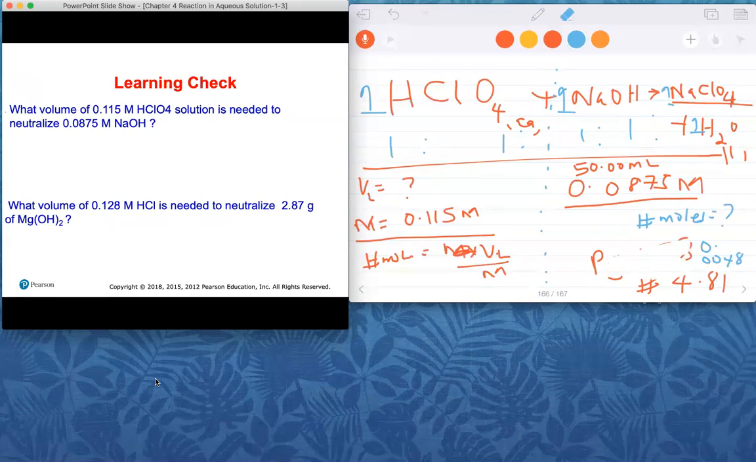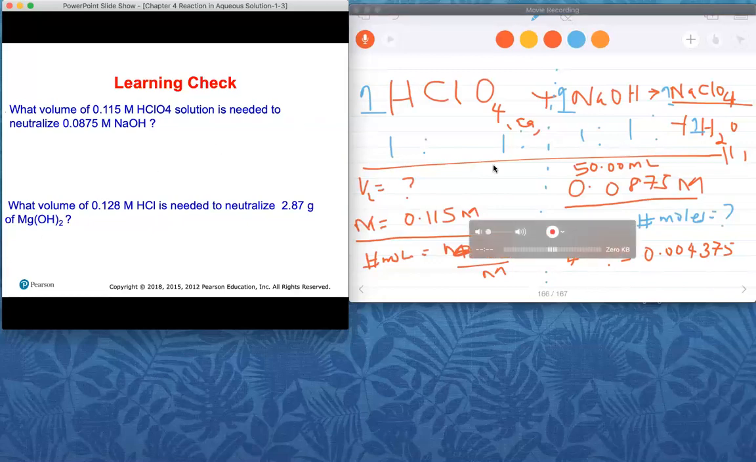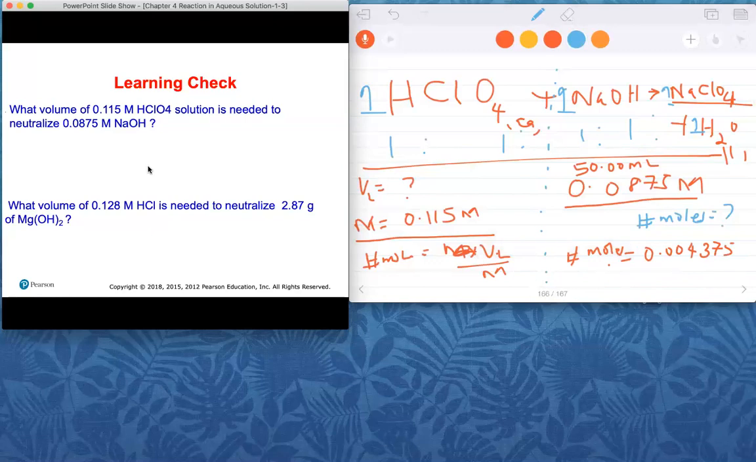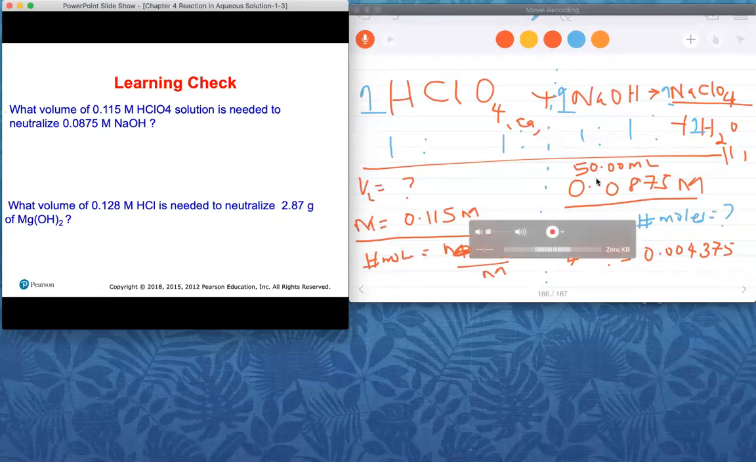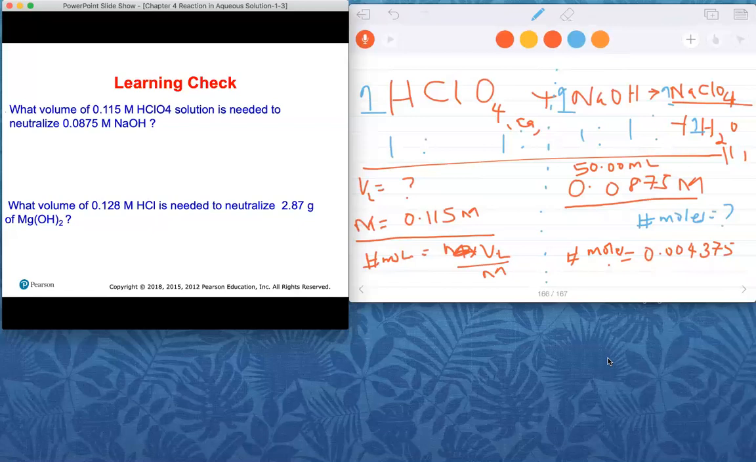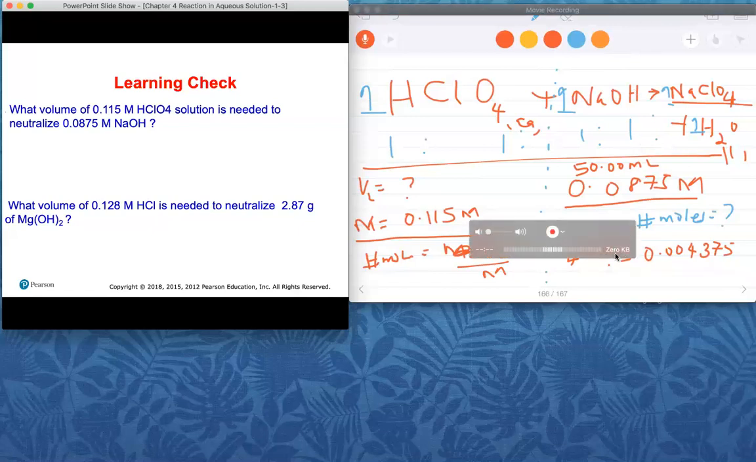Maybe I need to write this so that you see clearly the number of moles is given by 0.004375. Let me pause here. Remember I said that 50 ml is missing here. Look at problem number 4.81 on page 158. I have to use the molarity equation to find all the information I need for each reagent. I'm using this broken line to separate.